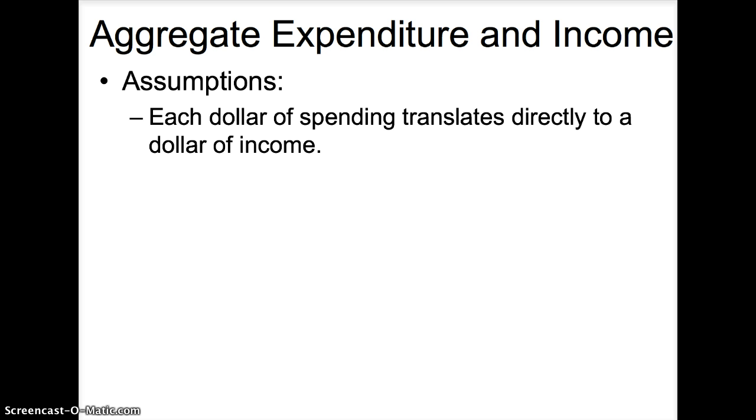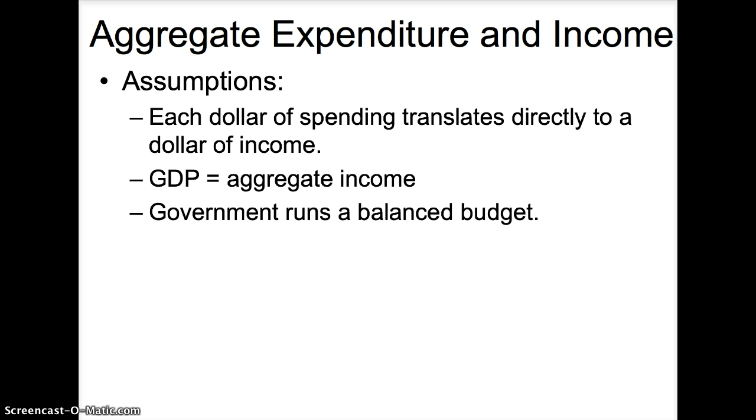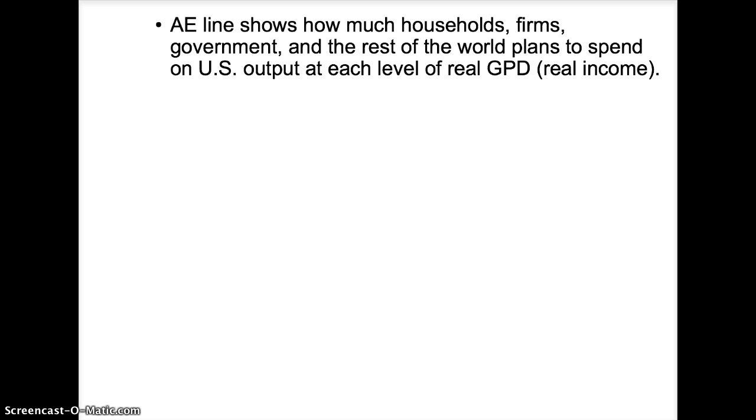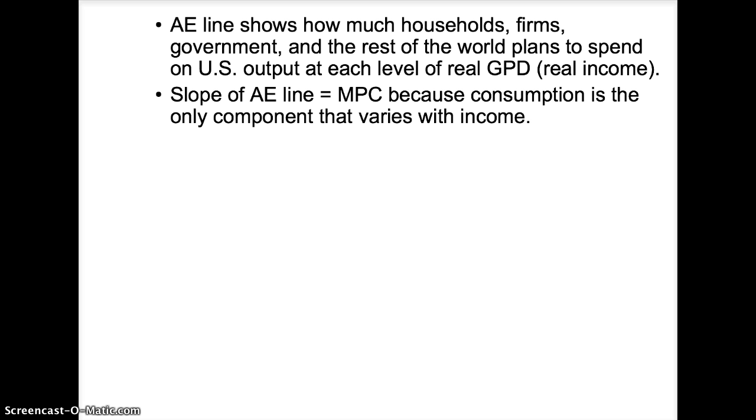Aggregate expenditure and income. Before developing this model, let's start with a list of assumptions. Each dollar of spending translates directly into a dollar of income. Gross domestic product equals aggregate income, and the government runs a balanced budget. The aggregate expenditures line, or AE curve, shows how much households, firms, government, and the rest of the world plan to spend on U.S. output at each level of real GDP or real income. The slope of the aggregate expenditures curve is the marginal propensity to consume, since consumption is the only component of the AE line that varies with income.